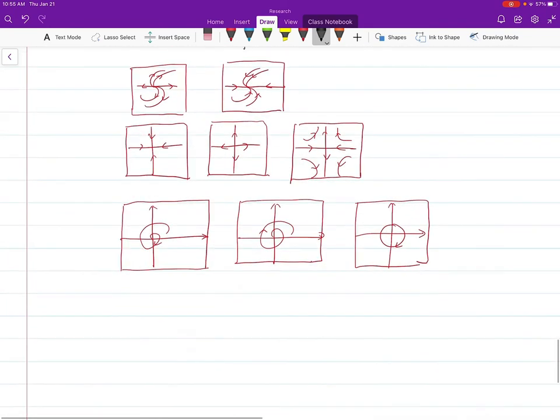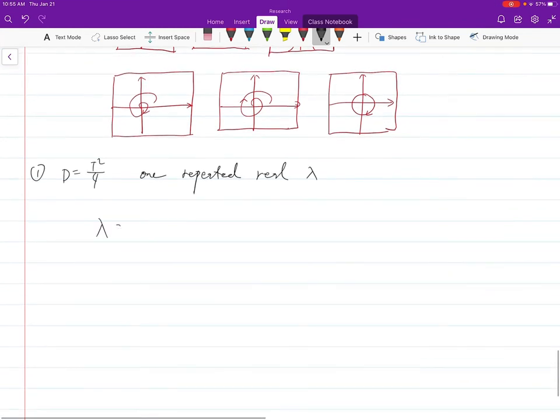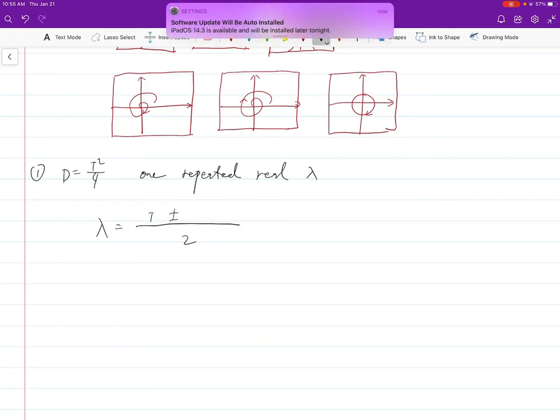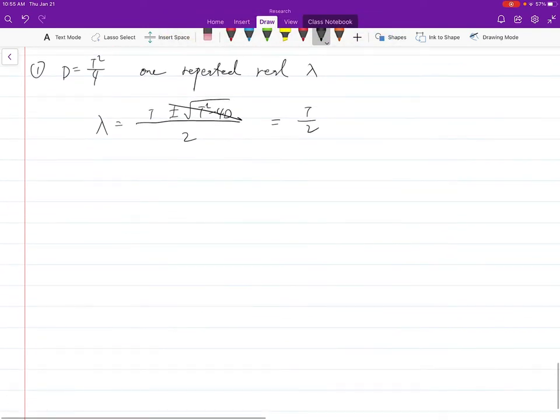The first case we have is number 1. D equals t squared over 4. Okay, that's one repeated real lambda. And because it's on the parabola, this is 0. Therefore, you just have t over 2. This one repeated itself for twice. Now it's very easy to see which case do you have.